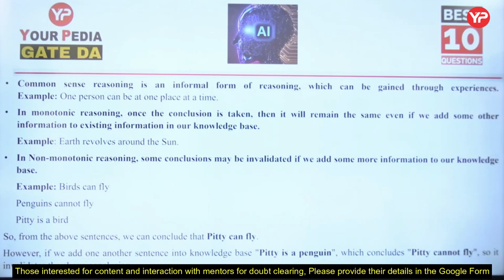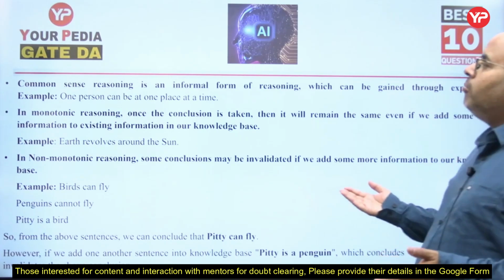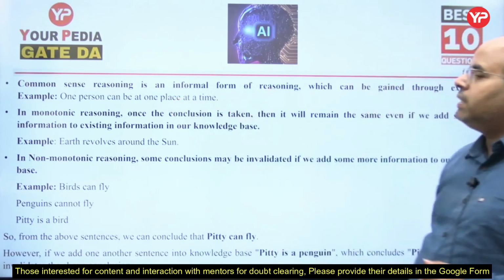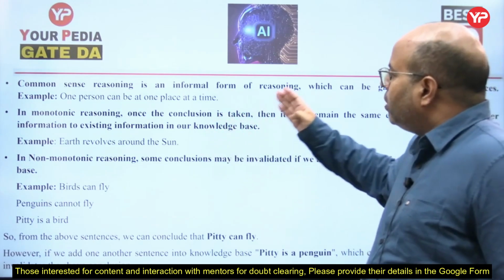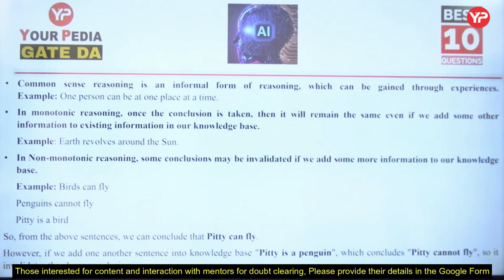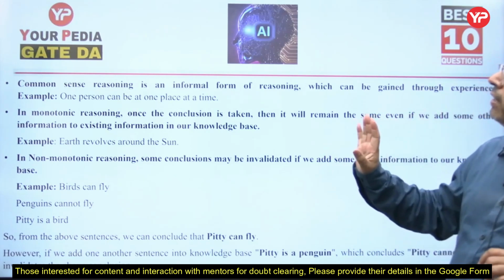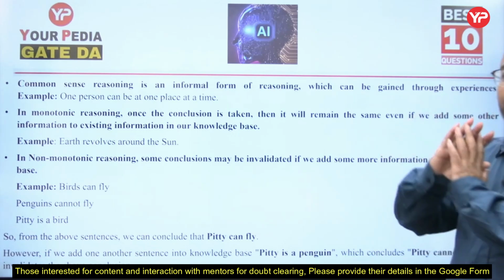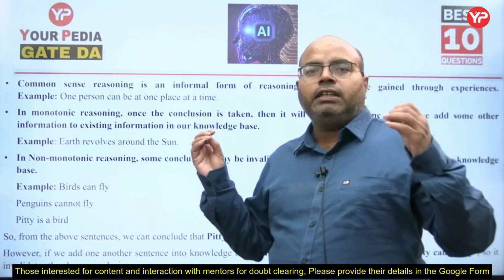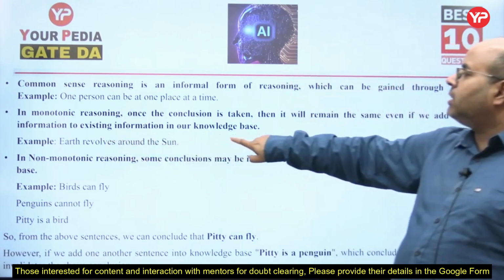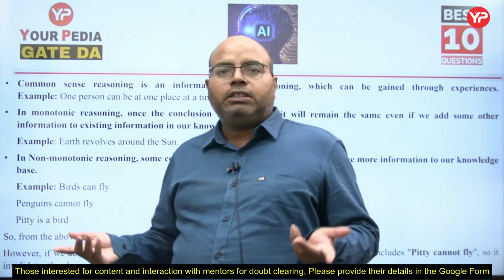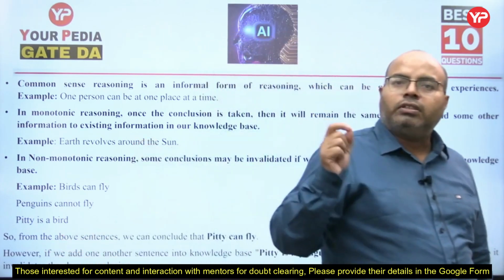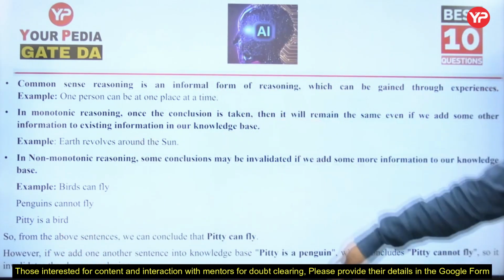There's then common sense reasoning, which is very common sense, like one person can be at one place at a time. This is common sense reasoning. In monotonic reasoning, once the conclusion is taken, then it will remain the same even if we add some other information to existing information. Monotonic reasoning means always true. Whatever changes we do, earth revolves around the sun, always true. Whatever changes you do, nothing happens, it's true. So earth revolves around the sun is a monotonic statement, it's a monotonic reasoning.